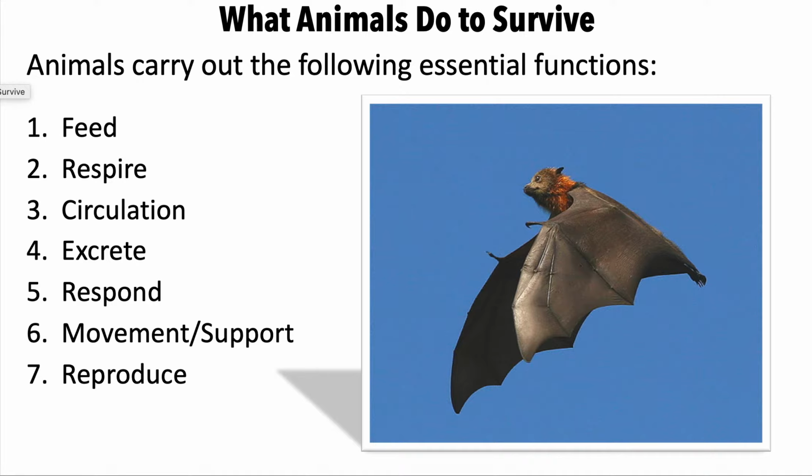They've got to eat something, they've got to be able to respire or get oxygen in. They need to circulate the nutrients, and then they need to excrete waste. They've got to respond to external stimuli or their environment, and then they're going to need some kind of movement or support, like structural support inside their body, like we have a skeleton kind of support. And then they've got to be able to reproduce, or they wouldn't be a species anymore.